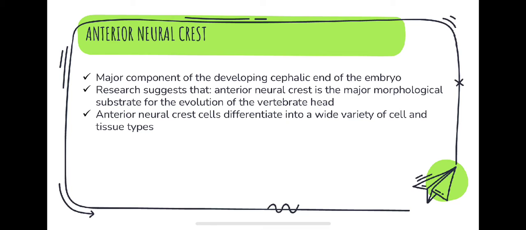It gives rise to the majority of the head connective and skeletal structures, nerves, and pigment cells. Also, the anterior or cranial neural crest cells differentiate into a wide variety of cell and tissue types. This part of the neural crest focuses more on the head part of the embryo and also the sensory nerves. Second is the circumpharyngeal neural crest.